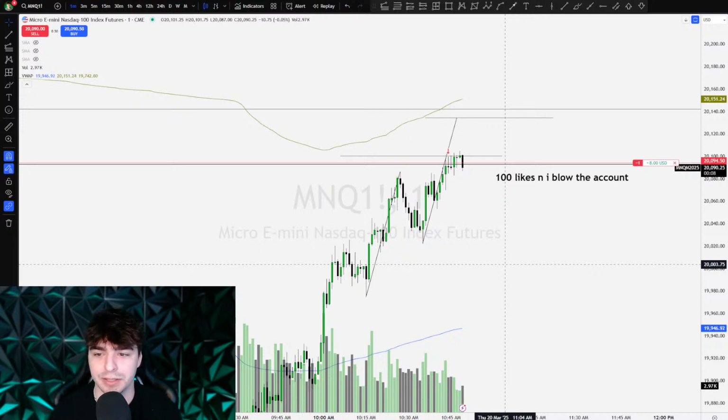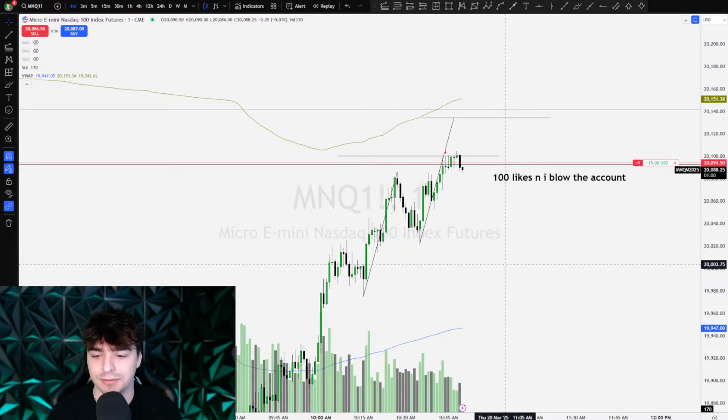No volume in this, though. No volume in that sell-off, and we're not going to get a strong close. A little bit of volume now. Okay, and a little bit of a strong close.